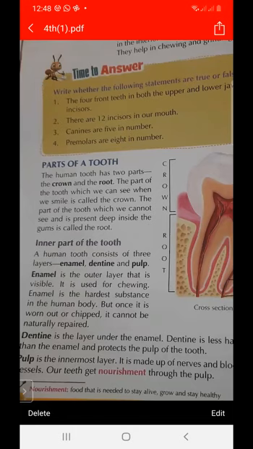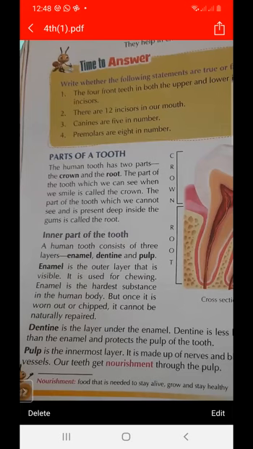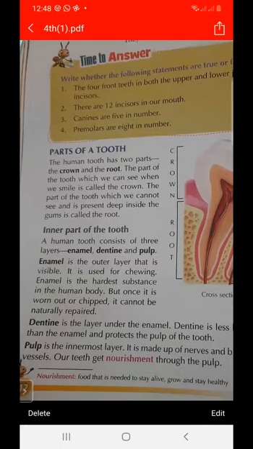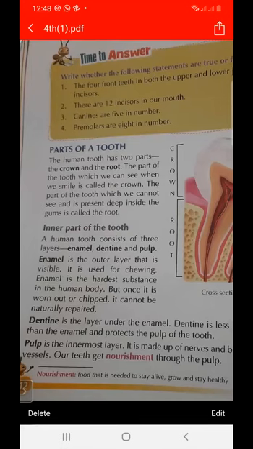Enamel is the hardest substance in the human body. But once it is worn out, it cannot be naturally repaired. We cannot get the enamel back again if it is worn out.